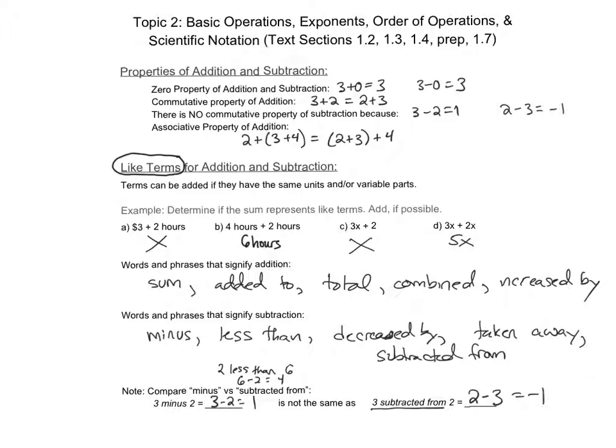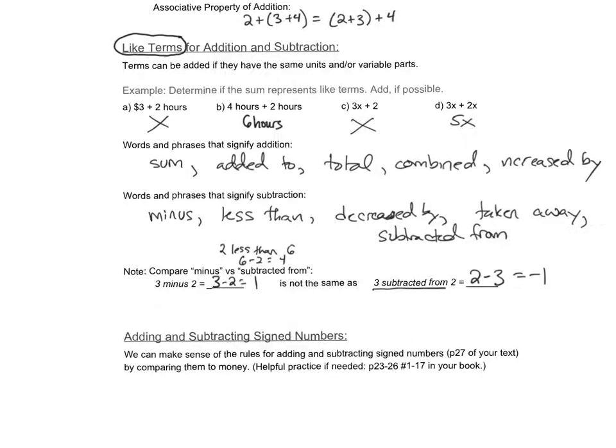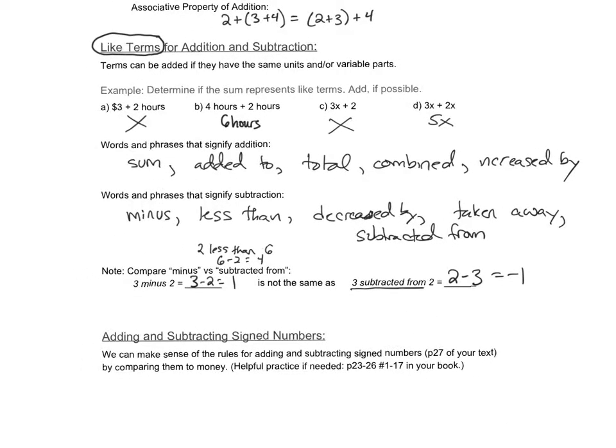Now, one of the things your book does is it has a whole section on adding and subtracting signed numbers where we compare it to money. And that can be very helpful for a lot of students. So to see that section, you're going to want to look at pages 23 through 26 of your book.